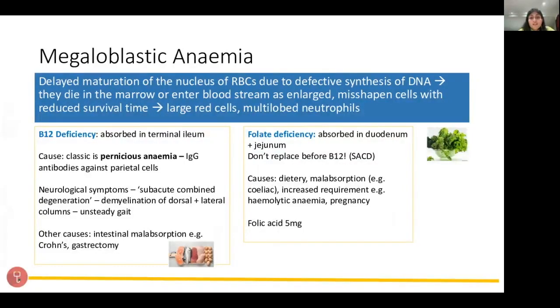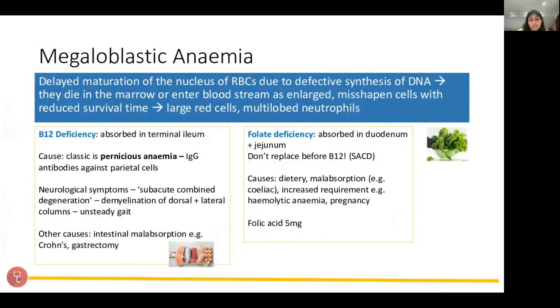And then folate. So the main source of folate is your green leafy vegetables, and folate is absorbed in the upper part of your abdomen, so the duodenum and the jejunum. So again, any issues with those, then you may have folate deficiencies. And then the key thing is, if you've got a patient who's got both B12 and folate deficiency, always give the B12 before folate, not the other way around, because you may trigger subacute degeneration of the spinal cord. And that sometimes comes up in SBAs, actually.